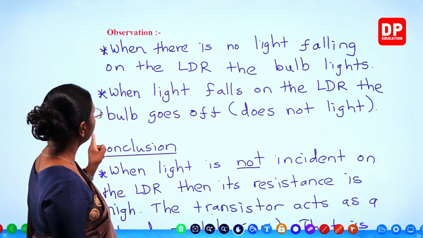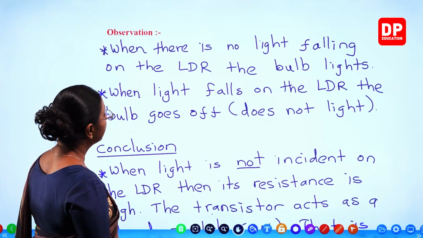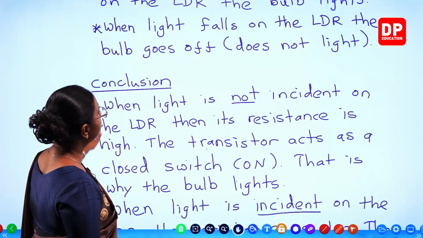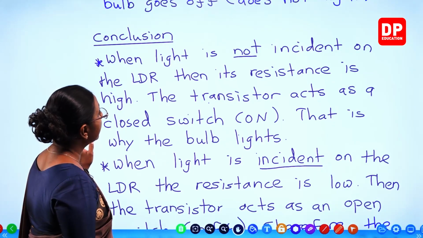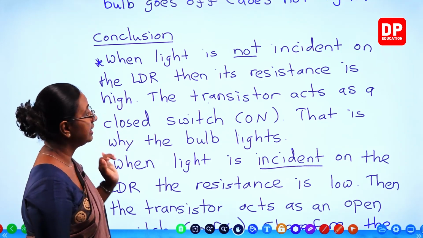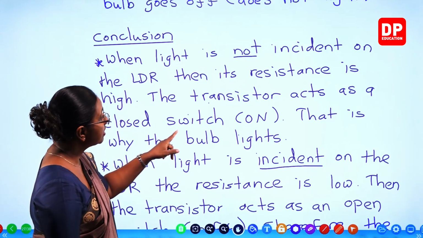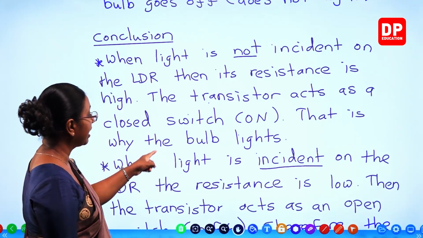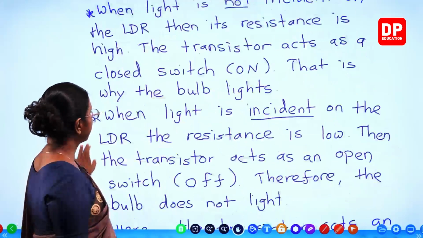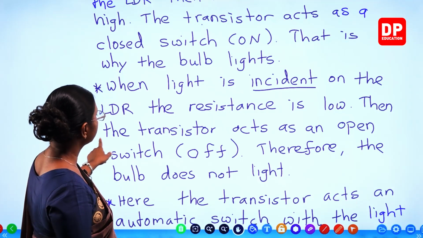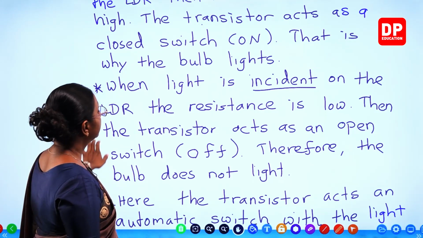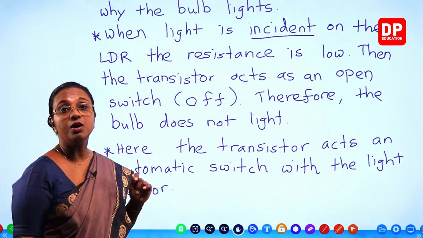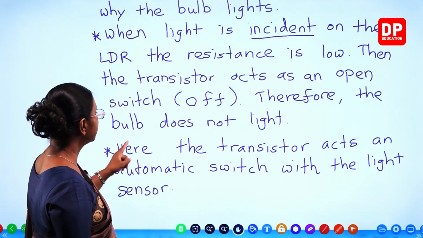When there is no light falling on the LDR, the bulb lights, and when light falls on the LDR, the bulb goes off or it does not light. So from that we can get this conclusion. When light is not incident on the LDR, then its resistance is high. The transistor acts as a closed switch, that is it's in the on position, and that is why the bulb lights. At the same time, when light is incident on the LDR, the resistance is low. Then the transistor acts as an open switch or it is in the off position. Therefore, the bulb does not light.